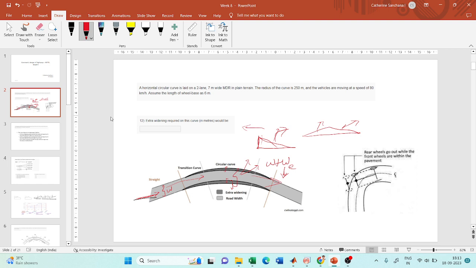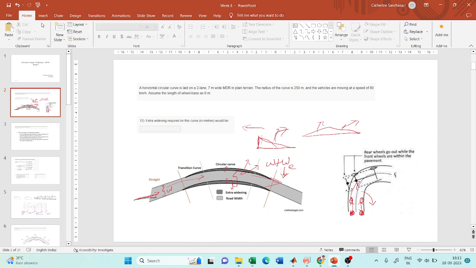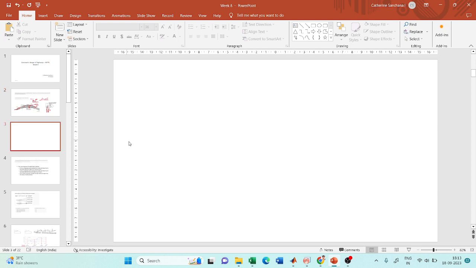One reason is because of a rigid wheelbase. If you see this figure, you will understand why. If your vehicle is here, this is the rear wheels at the rear end, at the back end, and this is the wheels at the front end. The wheels at the rear end will exactly follow the wheels at the front end in a straight portion. But when you try to move along a curve, let me go to a new slide.